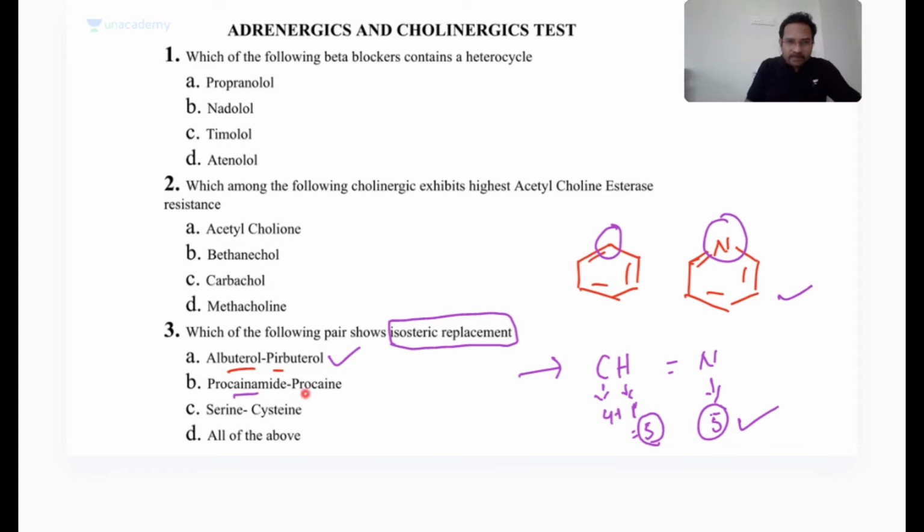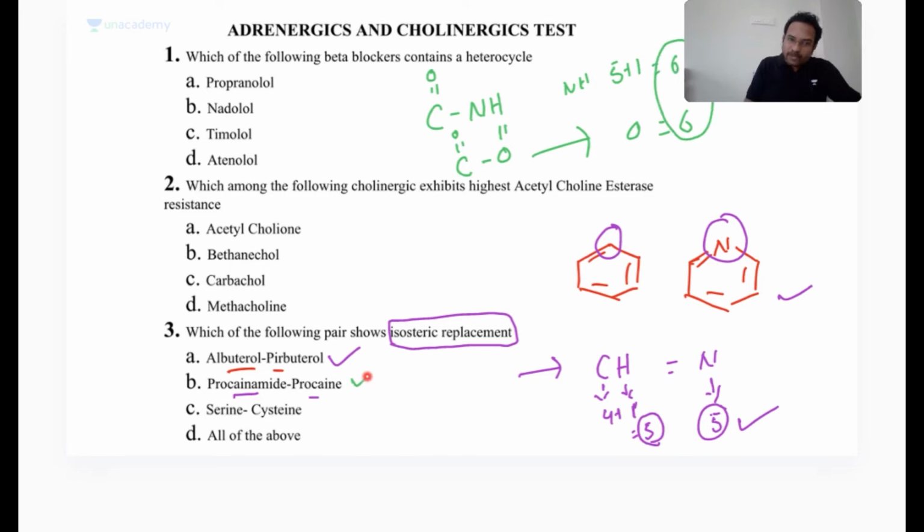Now let us see the next one. Procainamide, procaine. Understand this procainamide and procaine. See, procainamide is CONH, whereas procaine is an ester derivative, COO. Now, oxygen is substituted with NH. What is the valence of oxygen? Oxygen is 6. Now nitrogen NH: nitrogen is 5 plus hydrogen is 1. Totally how much? It is 6. Both of them are the same. So procainamide and procaine is also an example of isosteric replacement.